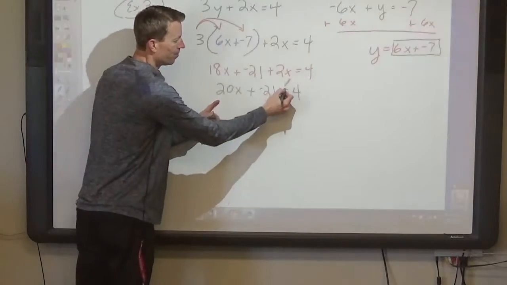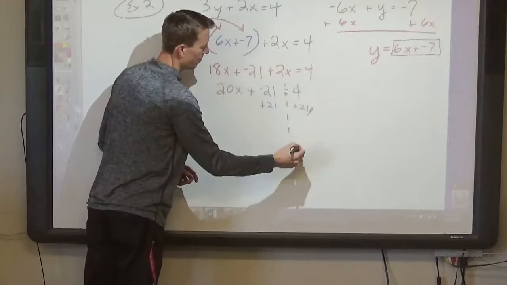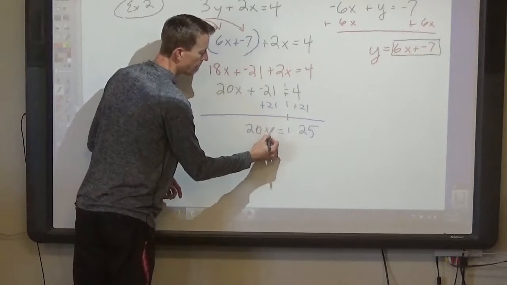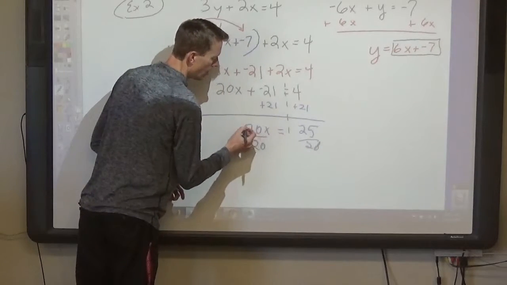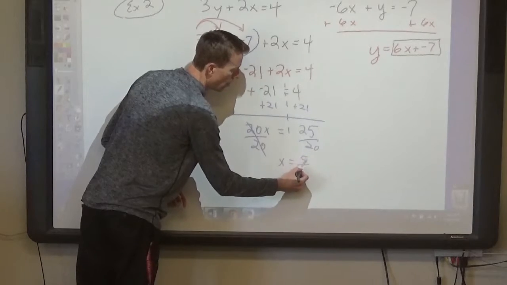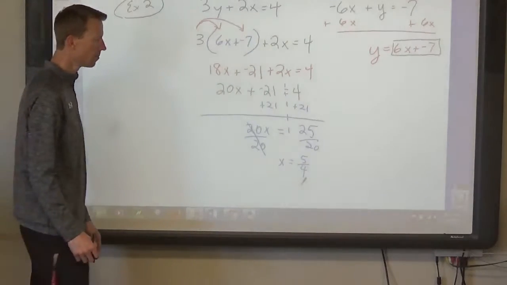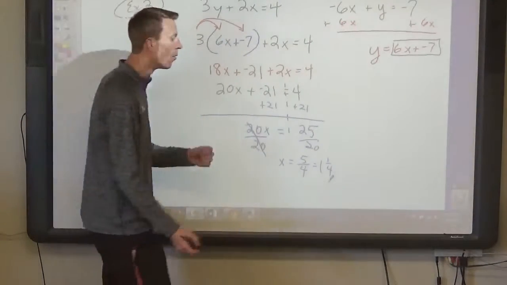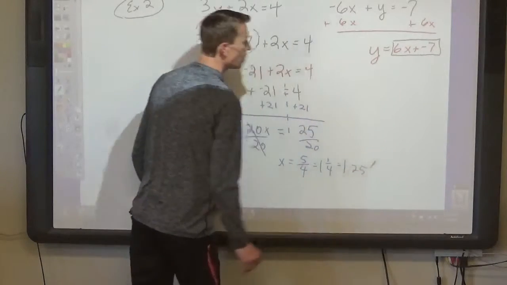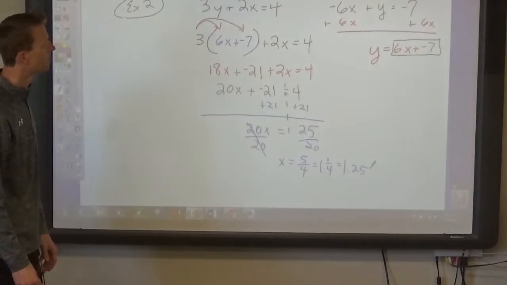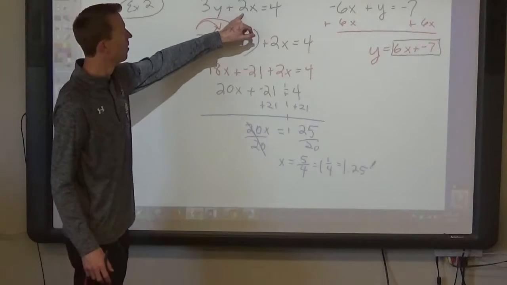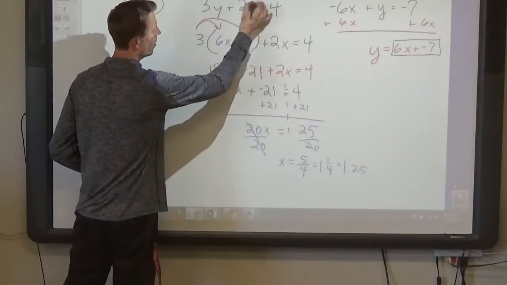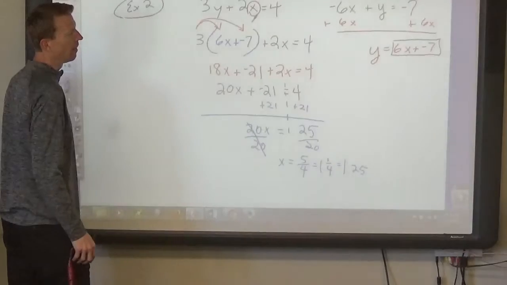Now solve it. Get the x by itself. 20x equals 25. So 20x divided by 20. x equals 5/4, right? Or 1 1/4, or 1.25. And then you put 1.25 in for x, so y equals 6 times 1.25 plus negative 7. Let's put that in for x, and we have to solve for y, okay?